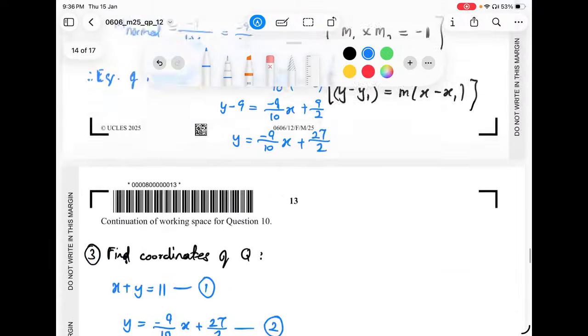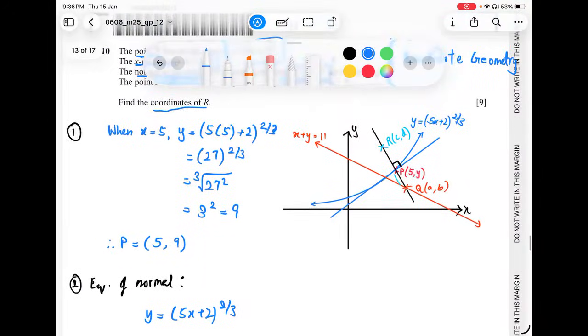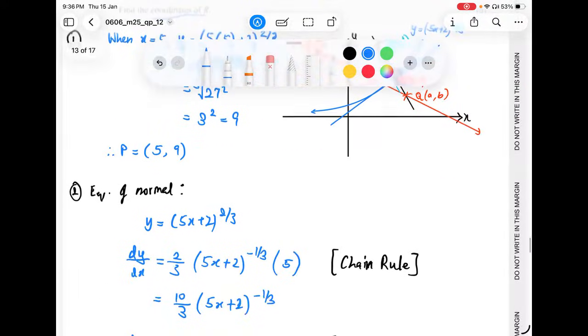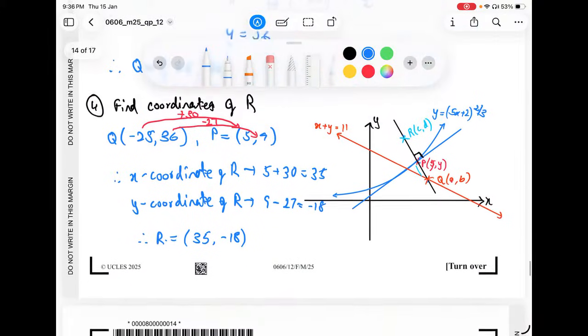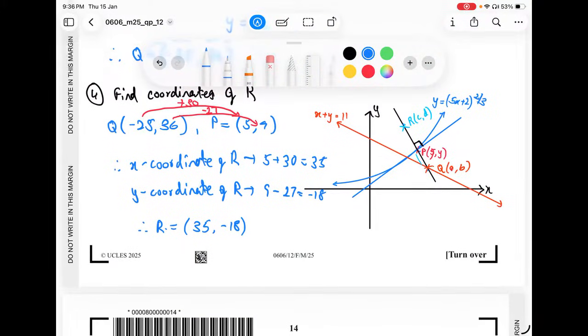So hope you understood all the 4 major steps. First is going to be finding the coordinates of P, then the equation of the normal, coordinates of Q, then coordinates of R. And hope you understood the transposing, how we did it by comparing each of the coordinates.